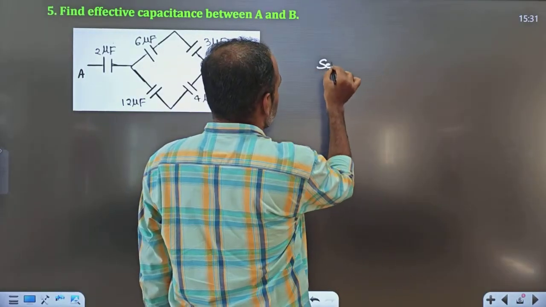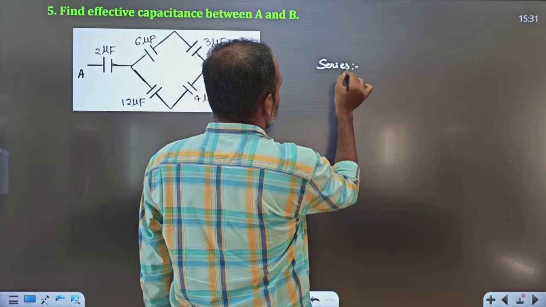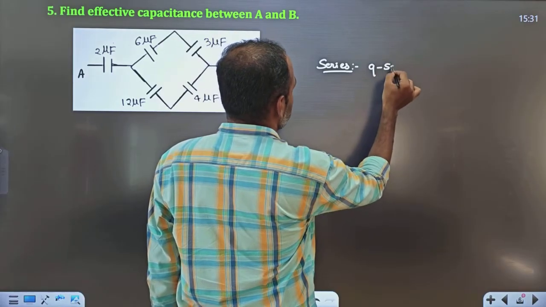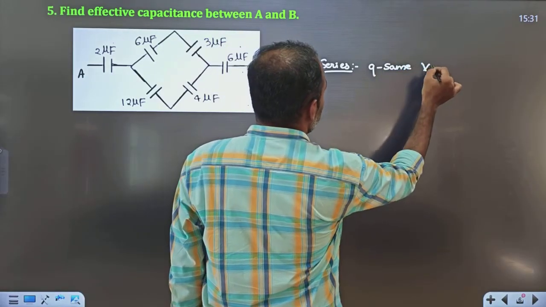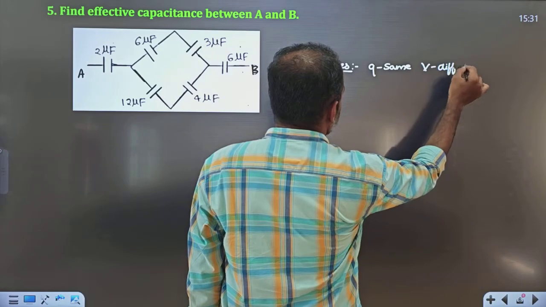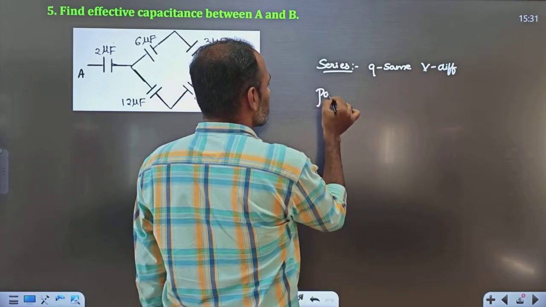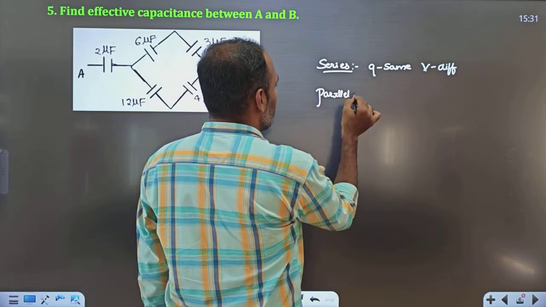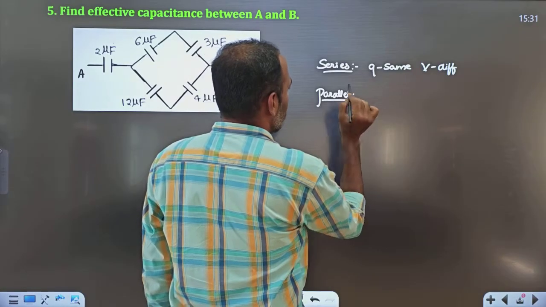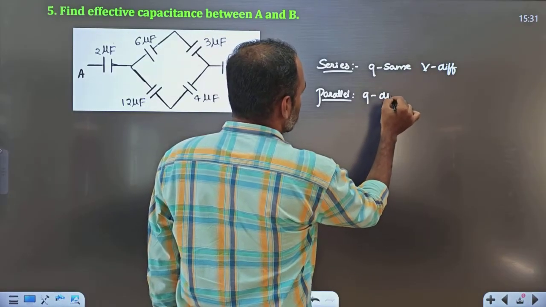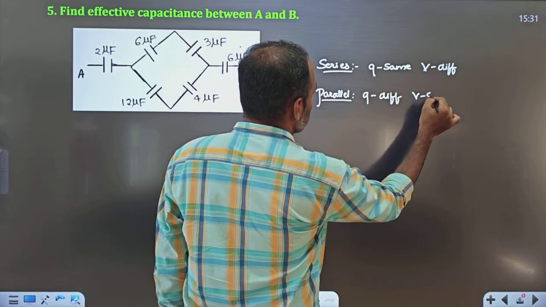See, if the capacitors are in series, remember charge will be same and voltage will be different. If the capacitors are in parallel, then charge will be different and potential will be same.